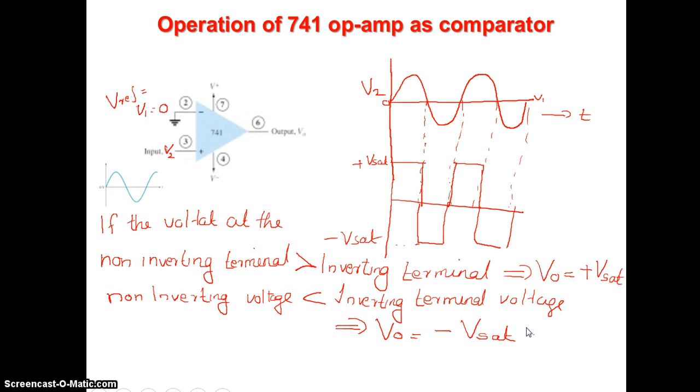VO goes to minus Vsat. So that is the working of a basic comparator. Now depending on the voltage potential, you have to see whether the inverting or non-inverting voltage is greater. According to that, you have to draw plus Vsat and minus Vsat. See, the same thing I will draw with another example and tell you.